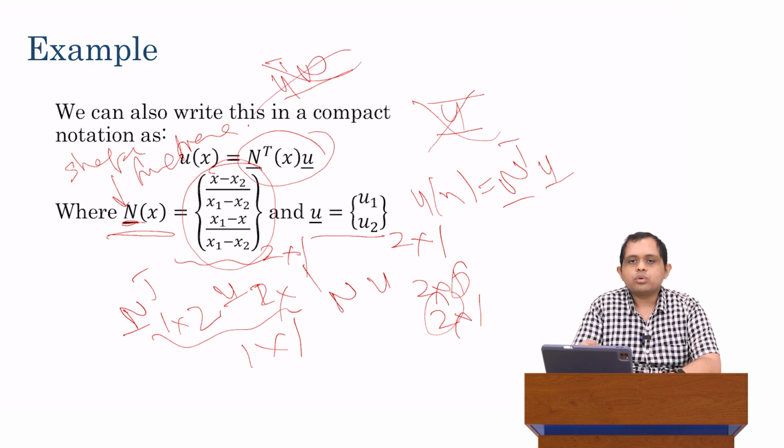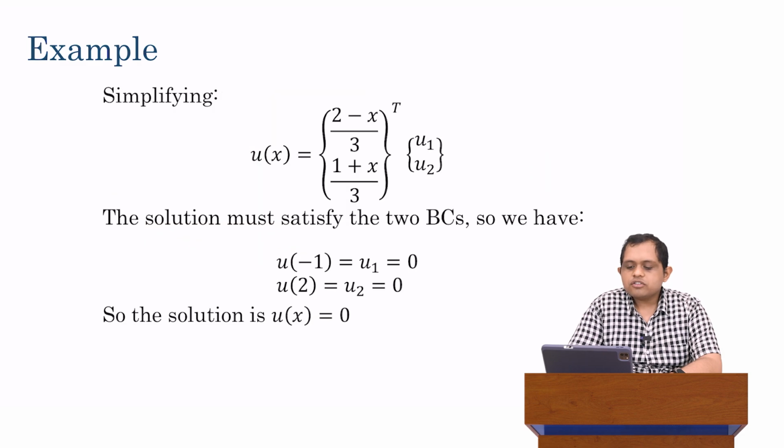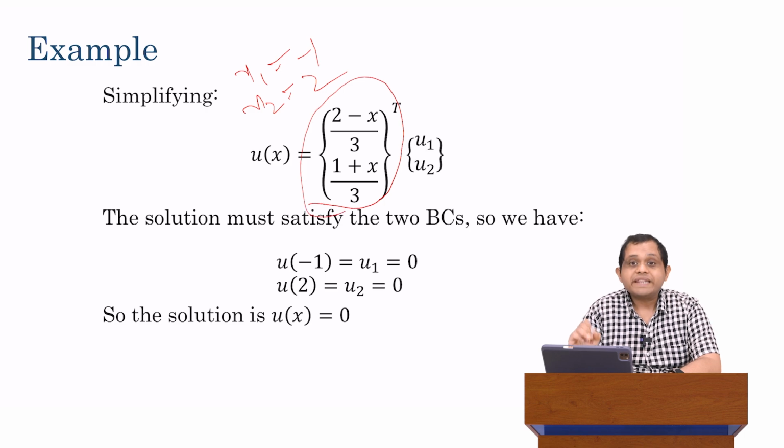There is a good reason why we do n transpose u. We'll get into that later. Okay, so using this particular notation, now what I do is I simply plug in x1 is equal to minus 1 and x2 is equal to 2. Plugging in this notation, I just get the formal form for this particular problem.